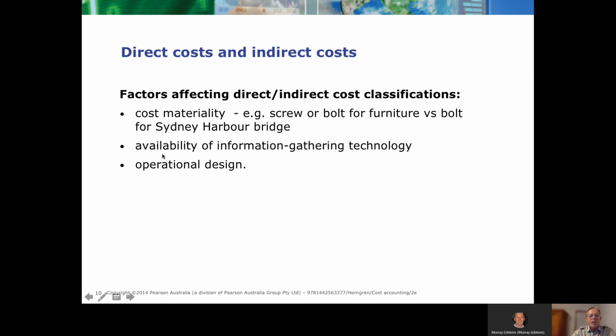Also, how easy is it to obtain the information and allocate it? If it's reasonably easy, then maybe it will be a direct cost for us. So it's going to vary from organisation to organisation as to what is direct and indirect. But primarily tonight, we'll be able to identify what the direct costs and indirect costs are. For us, really, direct material and direct labour will be direct, and all of our other overheads we're going to treat as indirect costs.